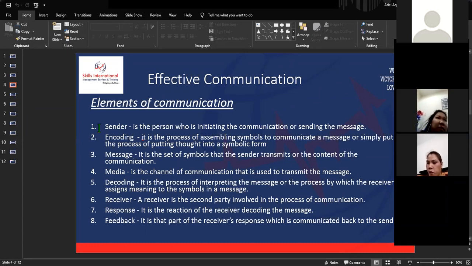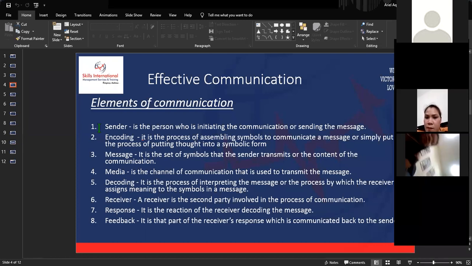So encoding, it happens dun sa thought natin. So how we process what the sender is trying to say. Message, it's the set of symbols that the sender transmits or the content of the communication. Next is media, the channel of communication that is used to transmit a message. It can be verbal, through email, through text, through phone call, or through media.